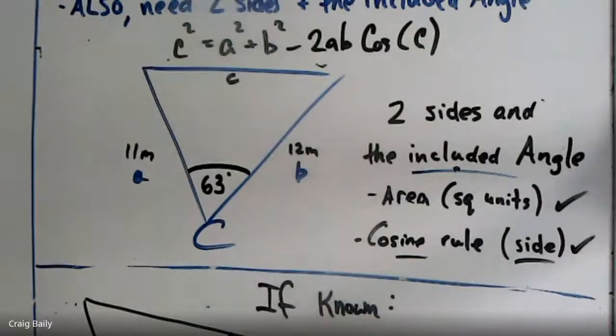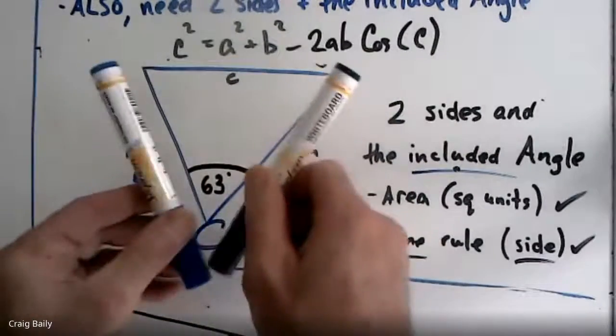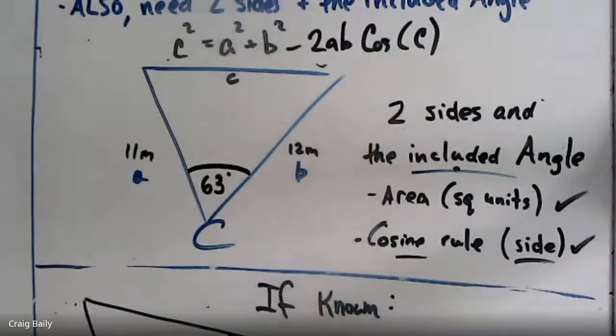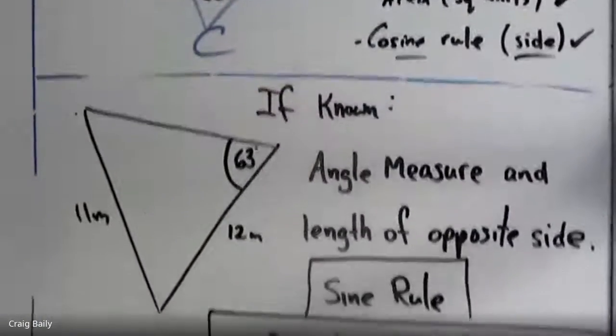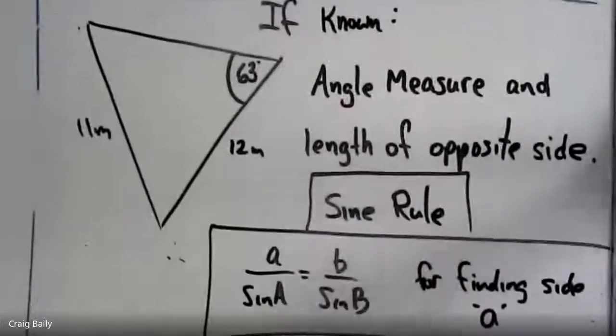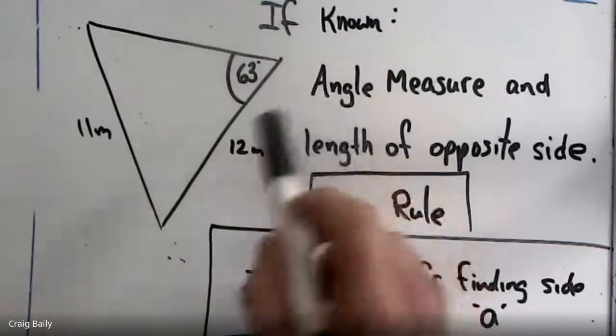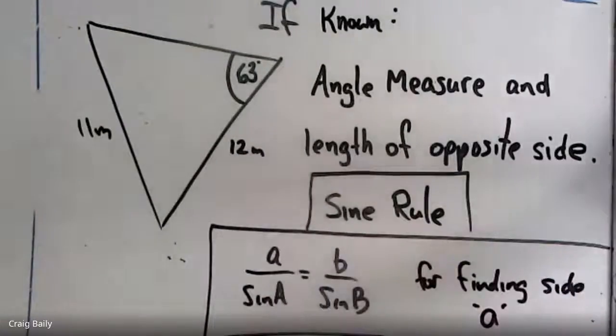So that's going to be something to train your eyes to keep looking for: in the given information, do I know two sides and the included angle? Well, if you do, you can find the area and you can use the cosine rule. Well, what if you know something else? Let's look at this setup. I still know two sides and one angle, but the angle is not the included angle. What I have in this case is that angle and the length of the opposite side.